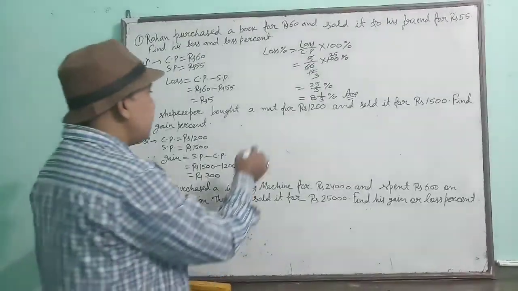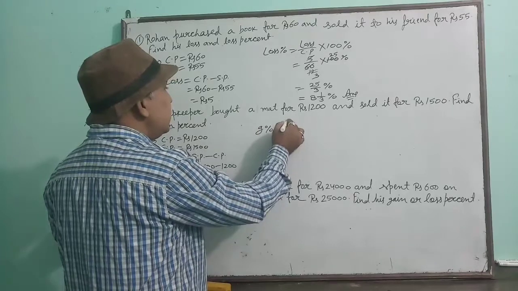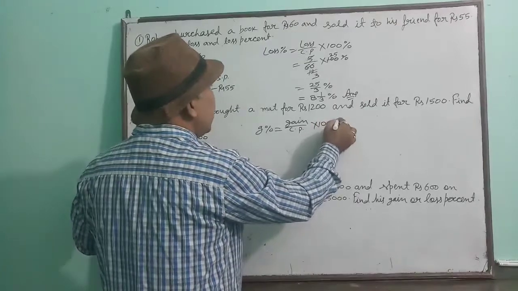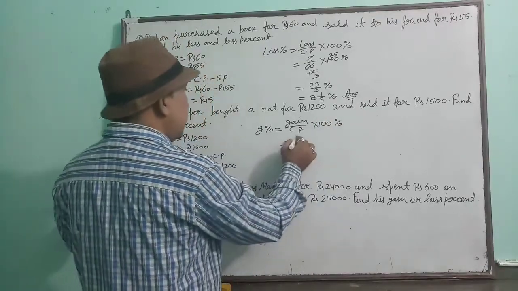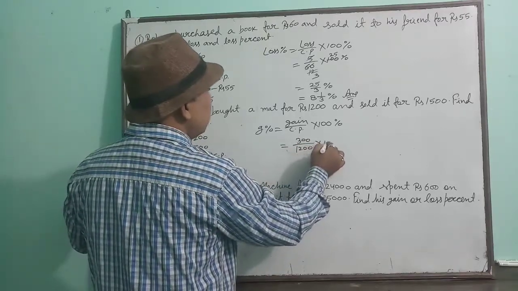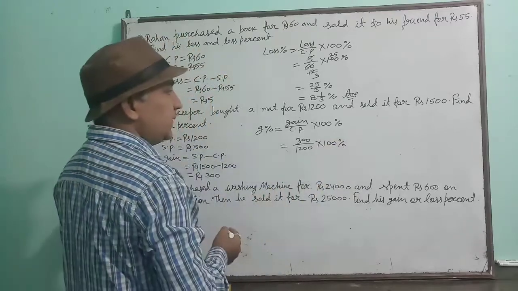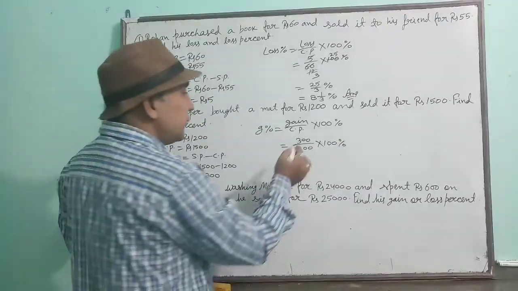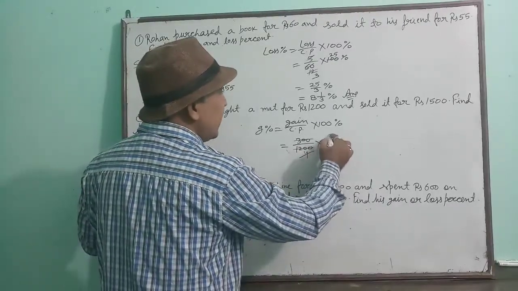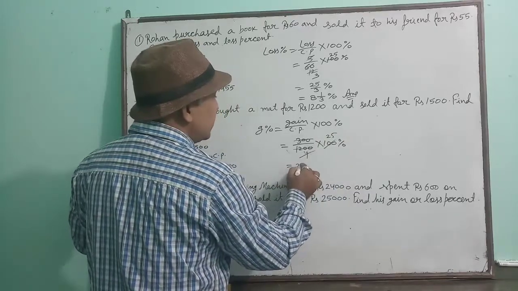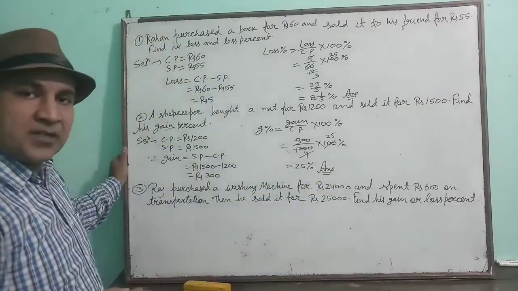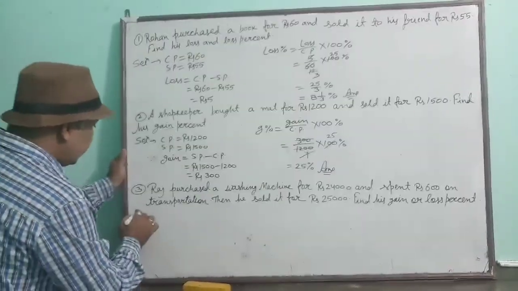And if gain is 300, then what will be the gain percent? The formula is gain upon cost price multiplied by 100%. So gain is 300, cost price is 1200, multiplied by 100%. I hope the question is very easy. 1200 divided by 300 is 4 times, and 100 divided by 4 is 25 times. That means in this question there is a gain of 25%. Okay, now see question number 3.